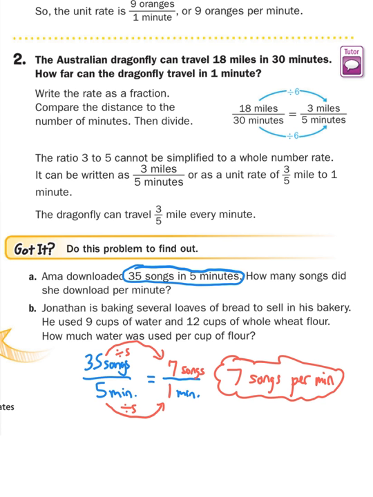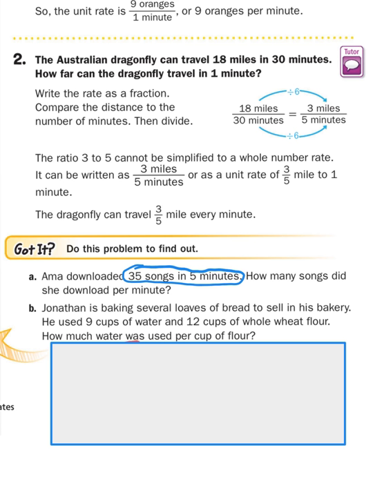Okay, so let's see how you did for B. So in problem B, let me put a box over this so I can do some work for problem B. All right, problem B says, Jonathan is baking several loaves of bread to sell in his bakery. He used 9 cups of water and 12 cups of whole wheat flour. How much water was used per cup of flour? All right, so let's talk about this. He used 9 cups of water. And I'm not just going to write cups because both of these numbers are cups. So 9 cups of water. So I'm going to use W for water. And that was for 12 cups of whole wheat flour.